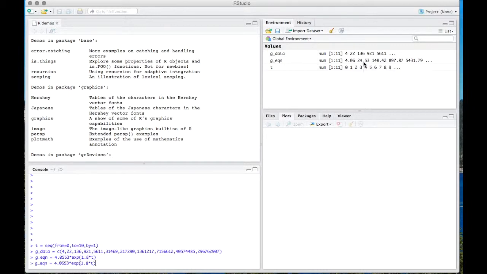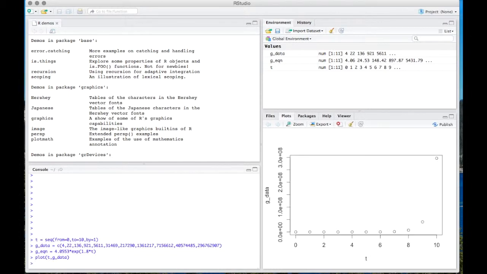Okay, and now let's plot. We always need to plot first. So plot t, G data. This creates our plot that we see over here. And now we can add a line of the equation. So lines t, G equation adds to the originally created plot.